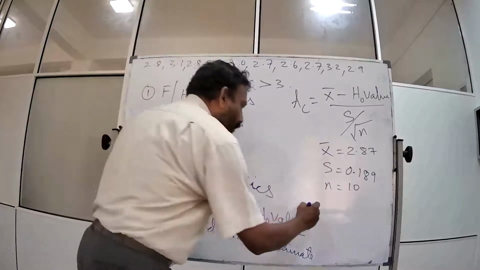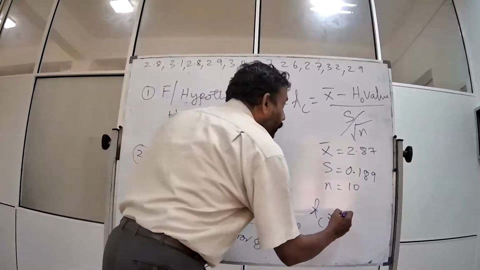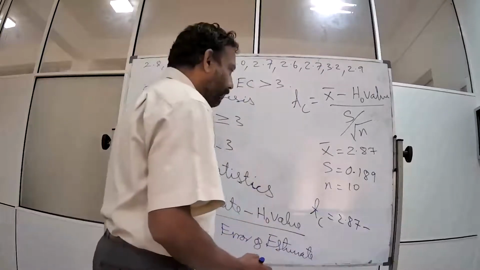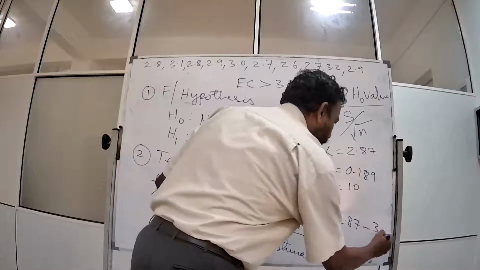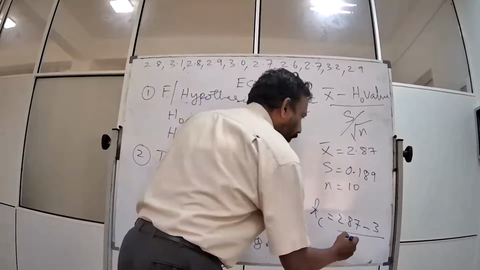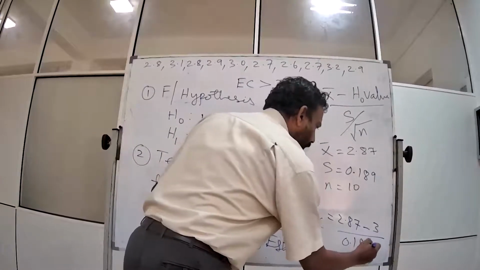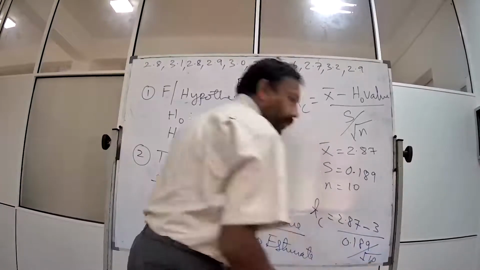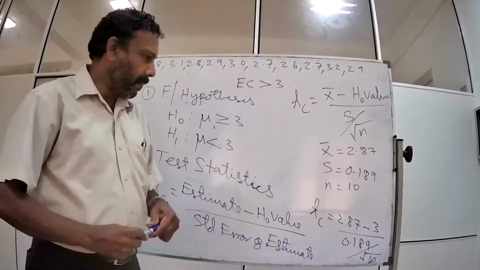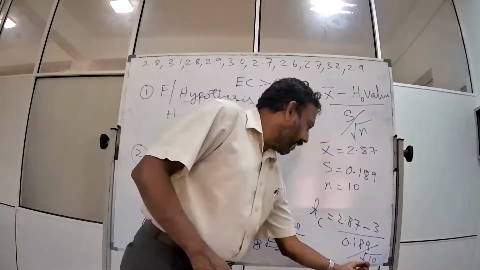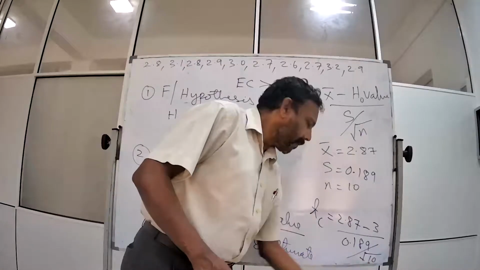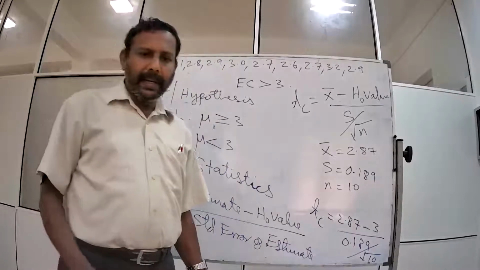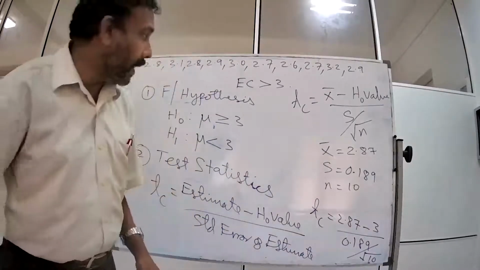Now you calculate the value. You calculate 2.87 minus 3, divided by 0.189, and the whole thing divided by the square root of 10. Square root of 10. The last one is the square root of 10. Get me that answer. Somebody get me that answer.